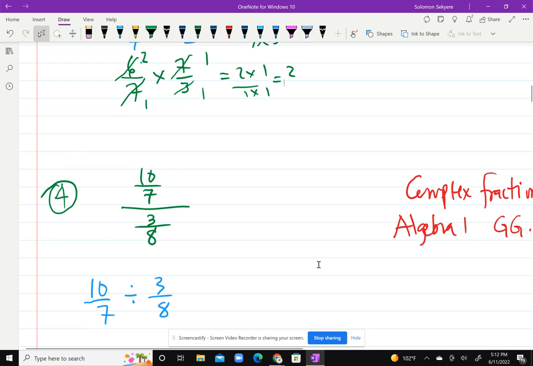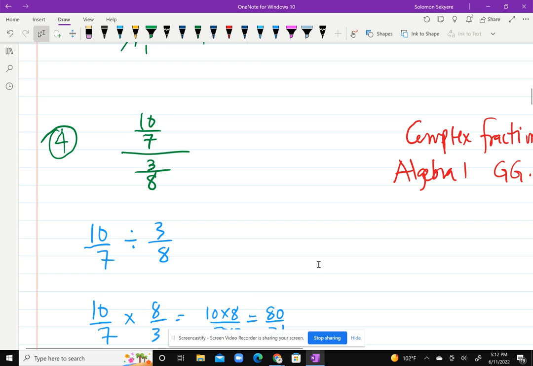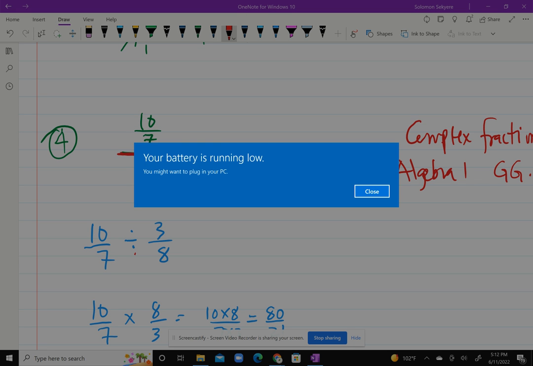What about this one here? This is called, you have a fraction divided by another fraction. This is called a complex fraction, okay? So you see this long line here, this is a division sign. I rewrite it like this. So it's 10 over 7 divided by 3 over 8. Okay, and how do you do that?